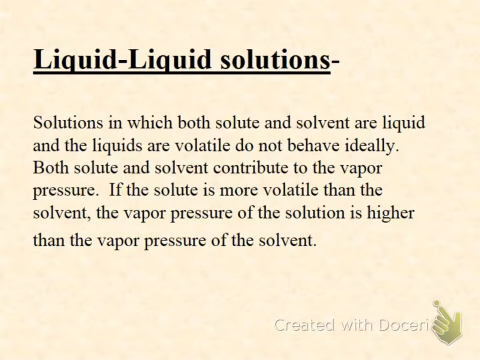Liquid to liquid solutions, solutions in which they're both a liquid, are volatile. They do not behave ideally. Okay, so both solute and solvent contribute to the vapor pressure. If the solute is more volatile, then the vapor pressure of the solution is higher. Okay, which makes sense.